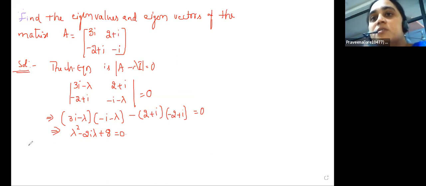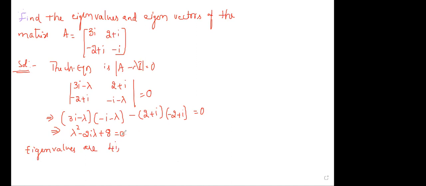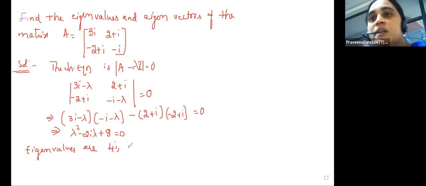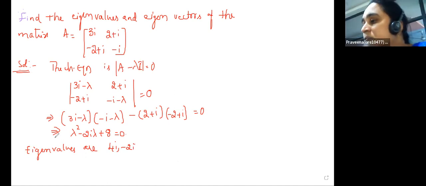That means eigenvalues. Eigenvalues are 4i and minus 2i. I'm writing directly, ma'am. Just simplify that equation, or else directly from the calculus also we get it. Okay, eigenvalues are 4i, minus 2i. Anyone got that answer? Lambda square minus 2i lambda minus 8, ma'am. Plus 8. Check it, i square value is minus 1, just multiply all. Correct. Exactly, we got plus 8 only there.